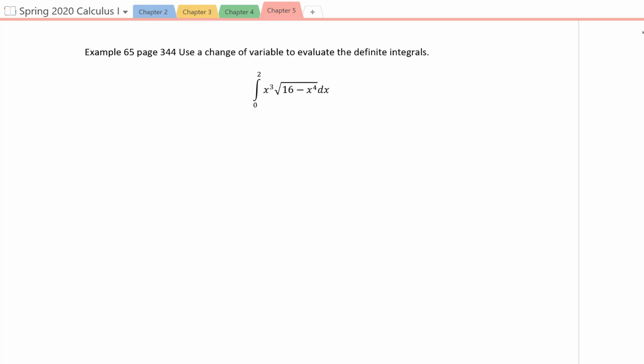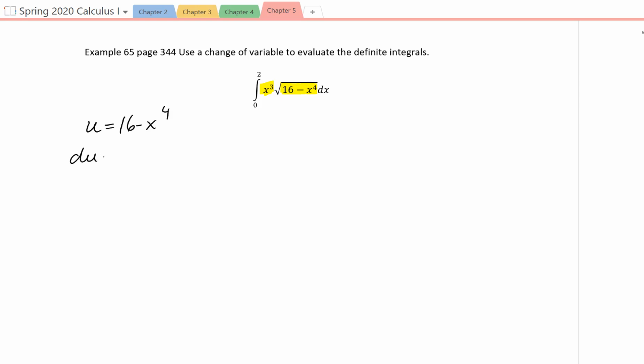Integral from 0 to 2 of x cubed square root of 16 minus x to the 4th dx. By now, you might wonder, how do I get those substitutions right away? Well, first of all, it's experience, and second of all, you should try to find the connection between the functions that you have. Just by looking at this one, I have an idea that if I differentiate it, I get x cubed with some constant. So obviously, the 16 minus x to the 4th would be my choice for u.